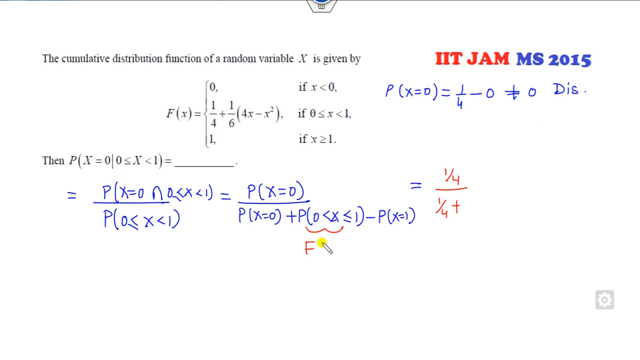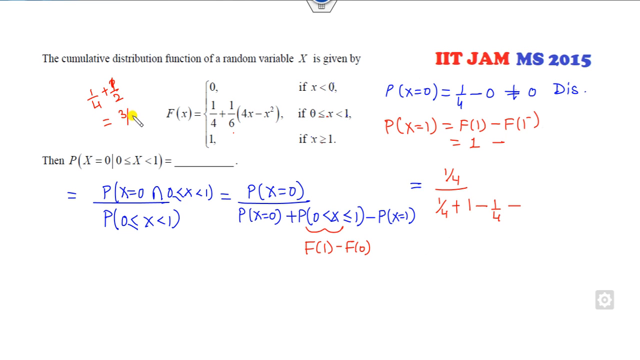This I can write as f1 minus f0. What is f1? Equality here, 1. f0 equality here, it is 1 over 4 minus p of 1. What is the value of p is equal to 1? It is f1 minus f1 negative. f1 is my 1. f1 negative lies here. So it's 4 minus 1, 3. So 1 over 4 plus 3 over 4 is 1 over 2. So it's 3 over 4. Fine. So you can see what is the right answer. 3 over 4 is 1 over 3, which is the correct answer of this problem.